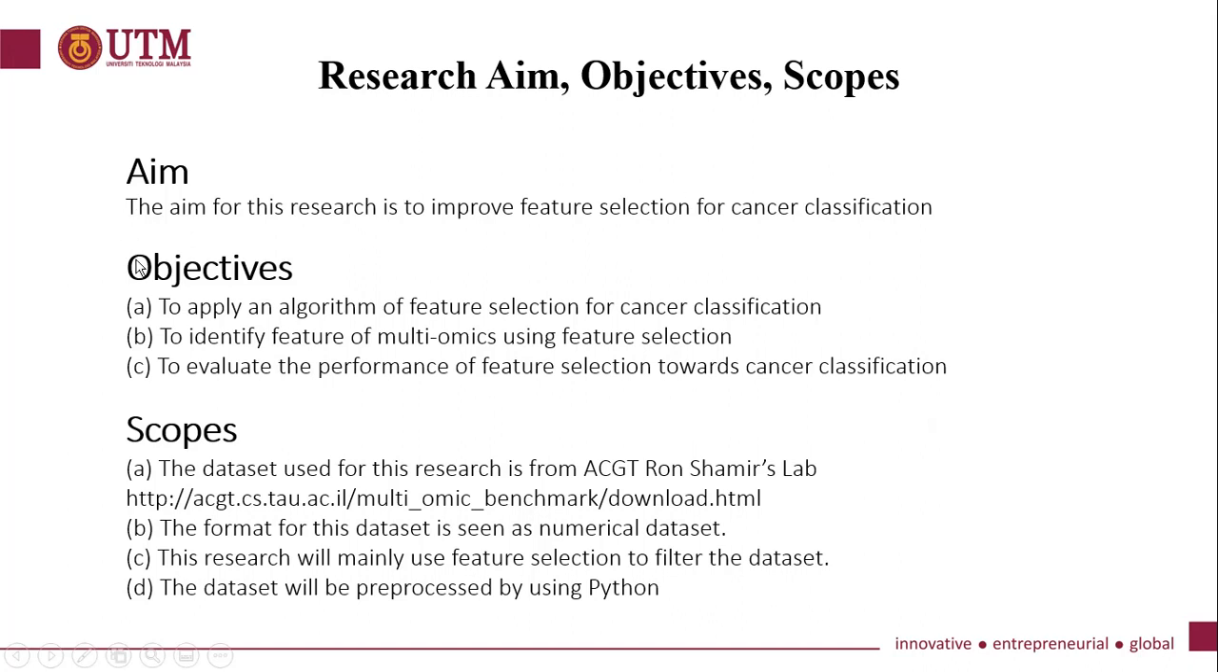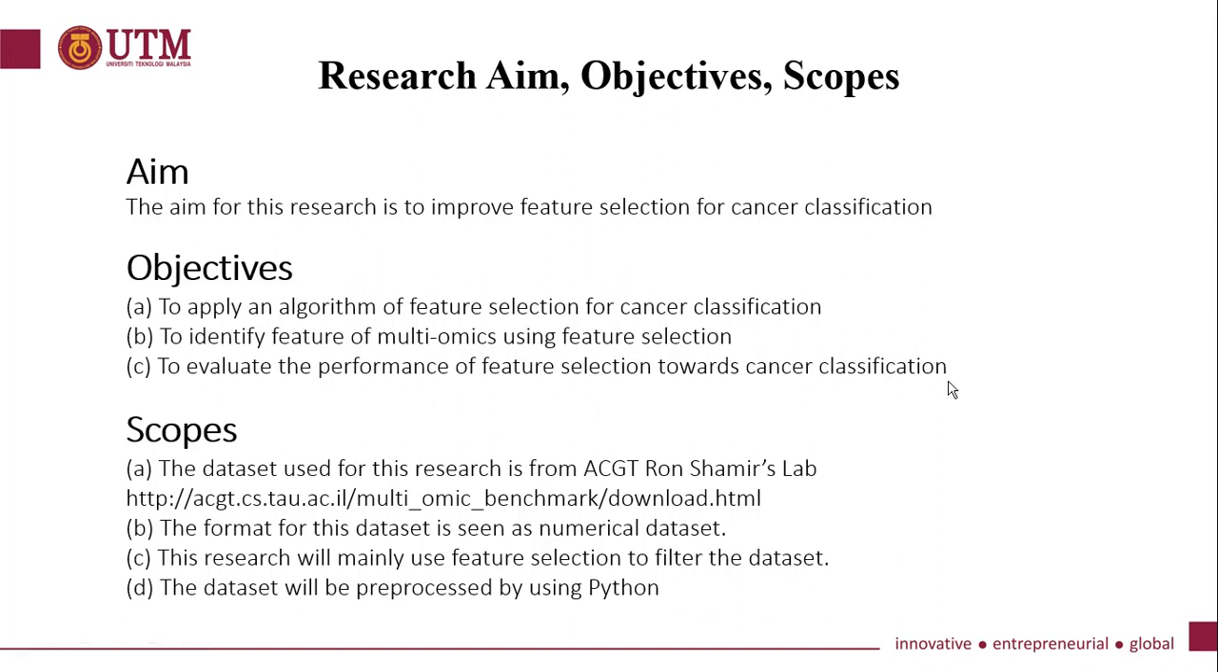So, these are my research aim, objectives, and also scopes. The aim of this research is to improve feature selection for cancer classification. Objectives: to apply an algorithm of feature selection for cancer classification. Next one is to identify features of multi-omics using feature selection. And last one is to evaluate the performance of feature selection towards cancer classification.